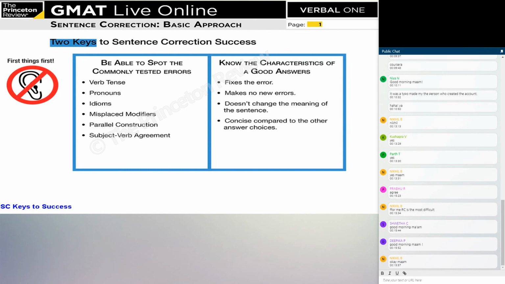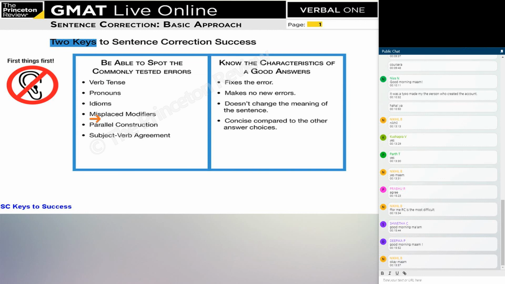Now, you would also want to recognize what not to eliminate. So in order to know what not to eliminate, you should know the characteristics of a good answer. A good answer is going to fix any error that might be there in that sentence. So a good answer fixes the error. It makes no new error. It doesn't change the meaning of the sentence. And it is concise compared to the other answer choices. And our whole strategy is built on these characteristics of correct answers. And of course, the concepts tested by the test.